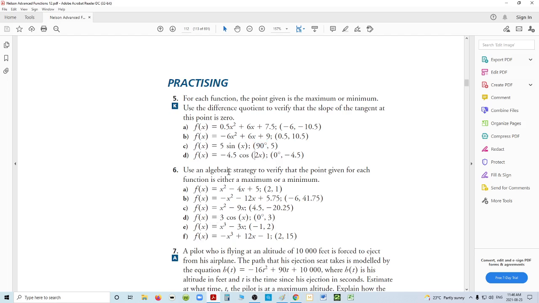And they want you to get good at it over and over again. Use algebraic strategy, verify the point given for each function is either a max or a min. So algebraic strategy would mean you punch it into the formula. This one says use the difference quotient. So this one we would probably find the vertex, because we're dealing with an upward facing parabola, downward facing, upward facing. This we just have to know our cos. This is a cubic and another cubic.